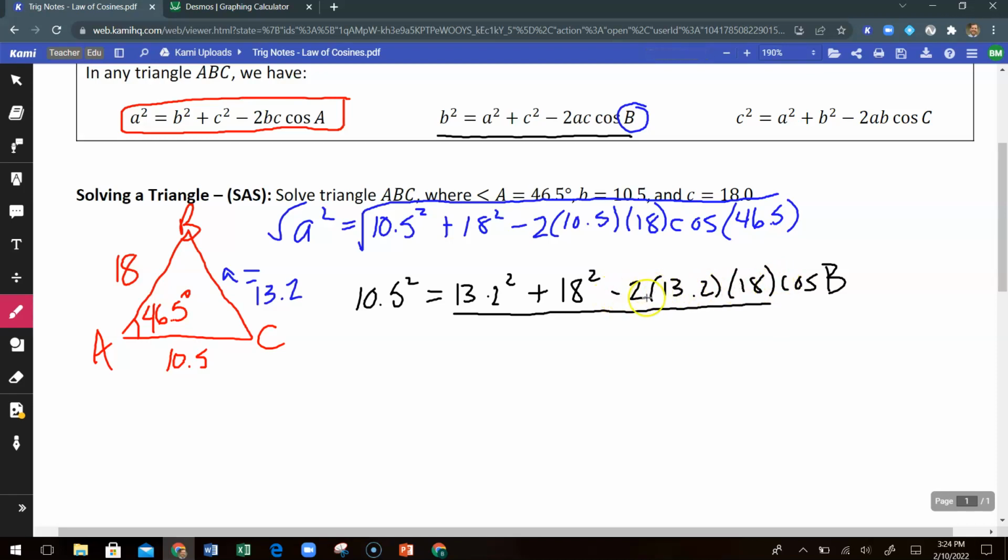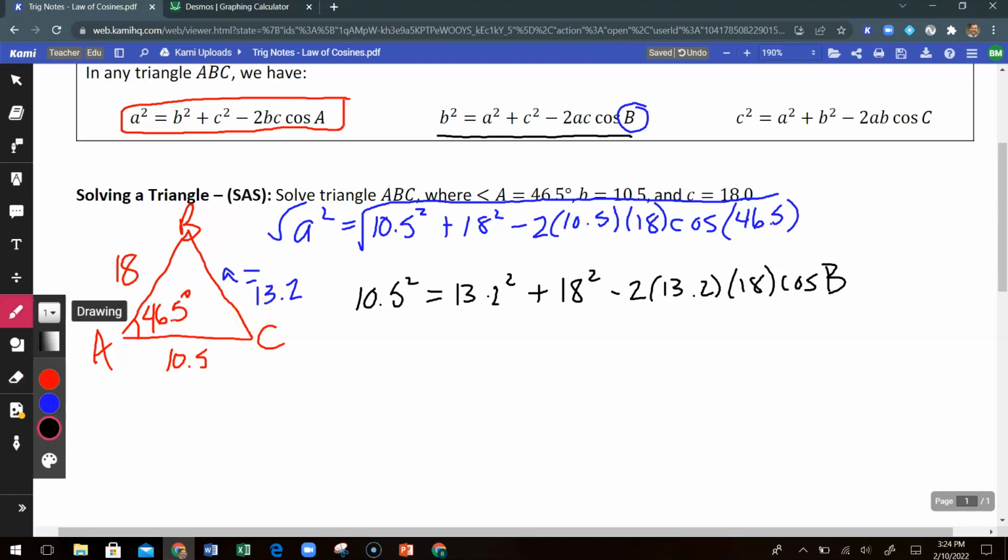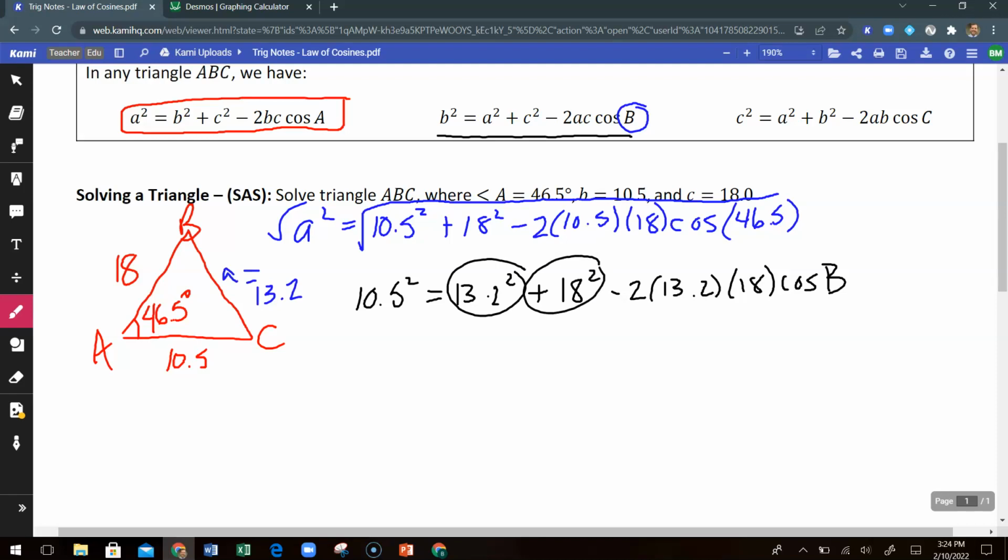So I can't subtract these numbers, this product, from this sum until this number is multiplied by cosine. I can't do that. So do not try to get all of that into a single number. What I'm going to do is move stuff over to this side. So I'm going to have to subtract this and subtract this. Those are going to be my first two steps. And I'm just going to show that without actually evaluating. I'm going to subtract over the 13.2 squared, and I'm going to subtract over the 18 squared.